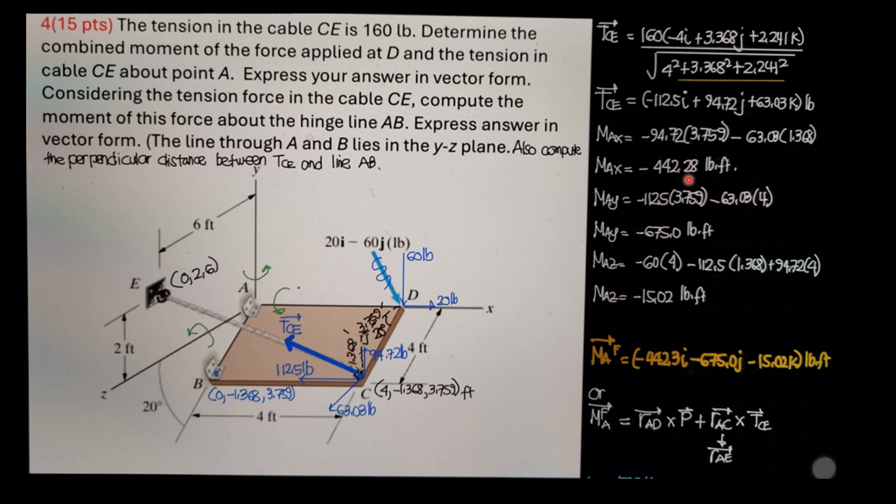Next is the combined moments of these forces about AY. So this is the positive sense of moment for AY. Then the 20 pounds, when extended, crosses A, and it is also along AY, so it has no moment. Of course, 60 pounds is parallel to AY, so again, the component forces at D will have no moment about the AY axis.